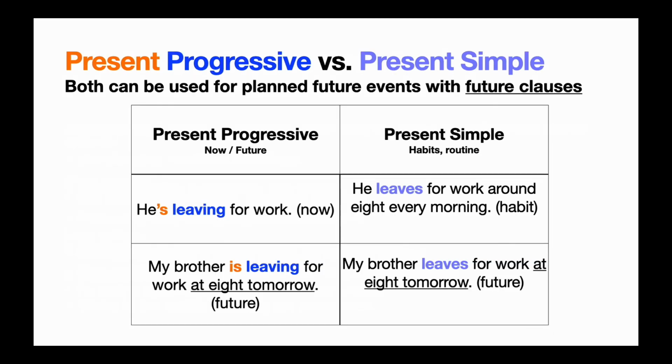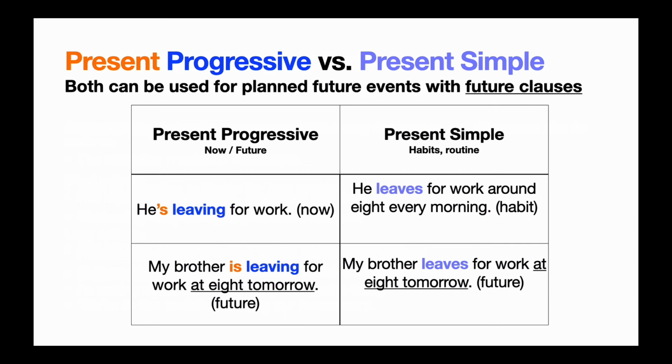Present progressive sometimes has the same use as the present simple tense, in that both can be used for planned future events with future clauses. And we studied the present simple tense in Grammar Lesson 2. And remember that present simple was used to describe habits and routines usually. Like in this example here, he leaves for work around 8 every morning. That means every day, that's a habit. If I use the present progressive form, I say he's leaving for work, that means now. We can't say he's leaving for work at 8 every morning. That doesn't work. We don't use the present progressive to describe habits.